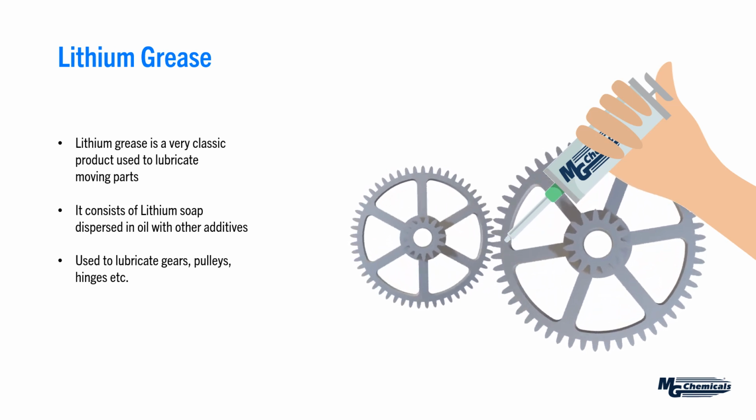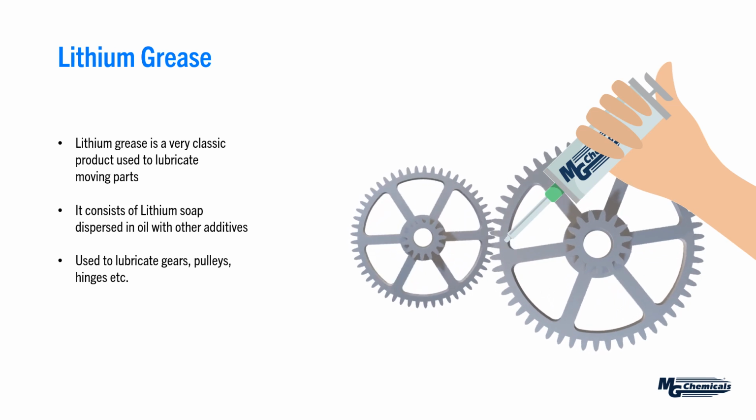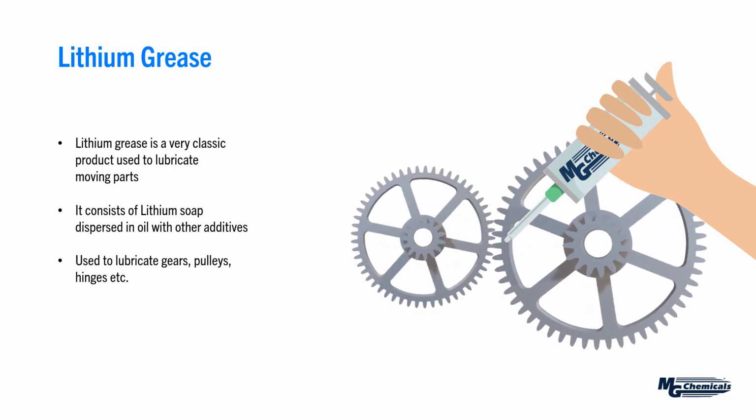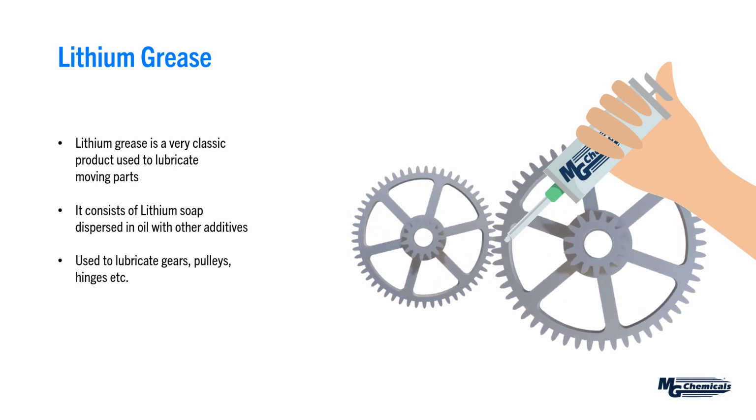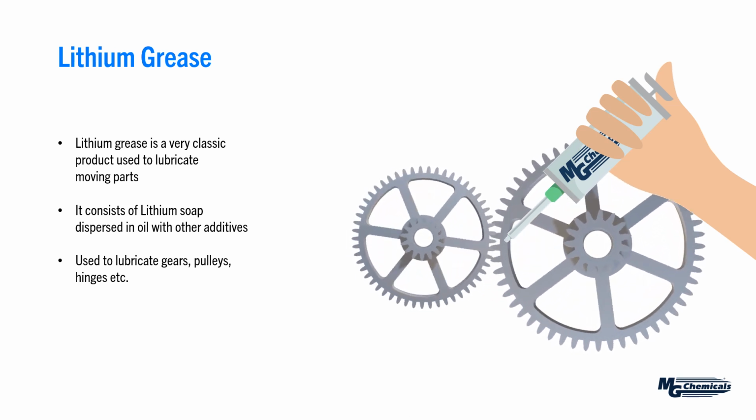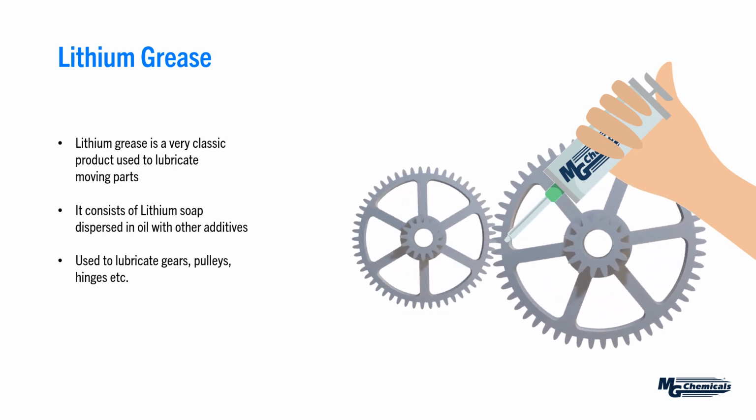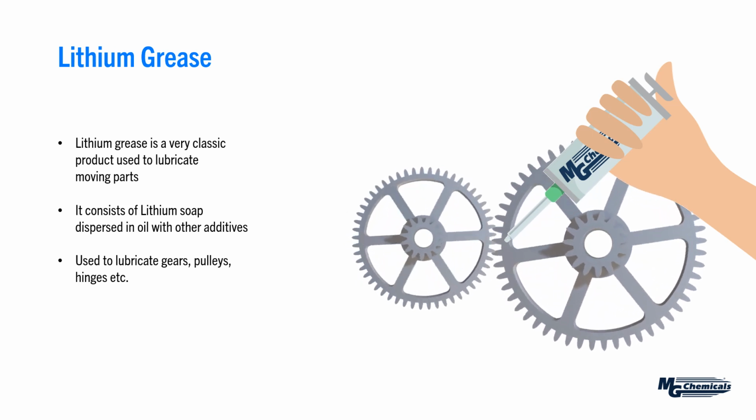So again, a lithium grease is a very simple compound. It's a combination of oil, lithium soap, and then typically some other additives that might give it enhanced lubrication, corrosion protection, things like that. So you'd use this again on moving parts, gears, pulleys, hinges, that sort of thing.